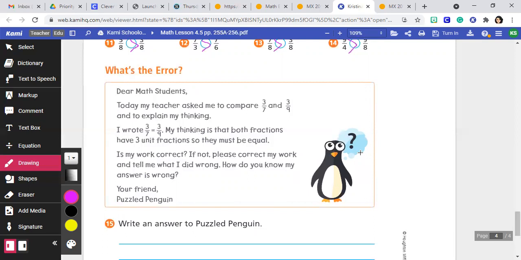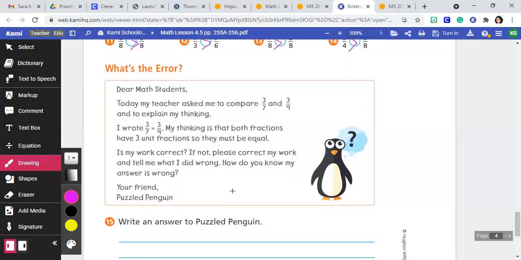Dear math students, today my teacher asked me to compare 3/7 and 3/9 and to explain my thinking. I wrote 3/7 is equal to 3/9. My thinking is that both fractions have 3 unit fractions, so they must be equal. Is my work correct? If not, please correct my work and tell me what I did wrong. How do you know my answer is wrong? Your friend, Puzzled Penguin.